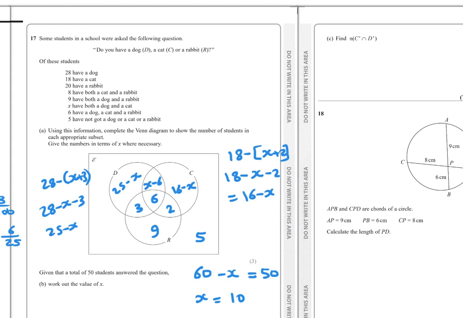Now part C, find the number in C intersect D'. If you have C intersect D', you can rewrite it as (C union D)'. So we need to find the number in (C union D)'. This is easier. C union D' means the region outside C and D. This region contains 9 and 5. So 9 plus 5 is 14. So the number equals 14.